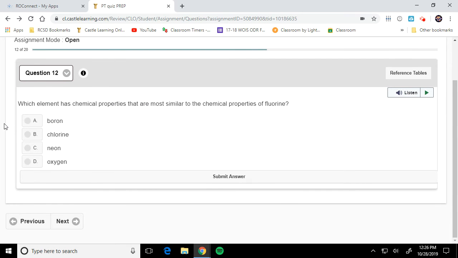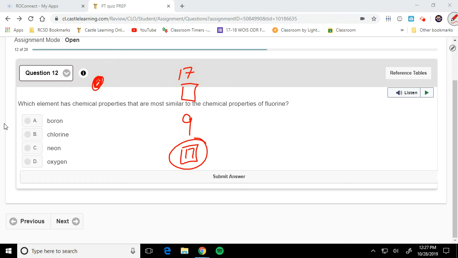I don't know why it's doing that, but here we go. Which element has chemical properties that are most similar to fluorine? Fluorine is element number 9 in group 17. If I am going to have similar chemical properties, I need to be the element above or below, so I have the same number of valence electrons. So I'm going to look up fluorine, element number 9. Boron is element 5, which is way over here. So that's not it. Chlorine is right here, 17. So that's right next to my 9.